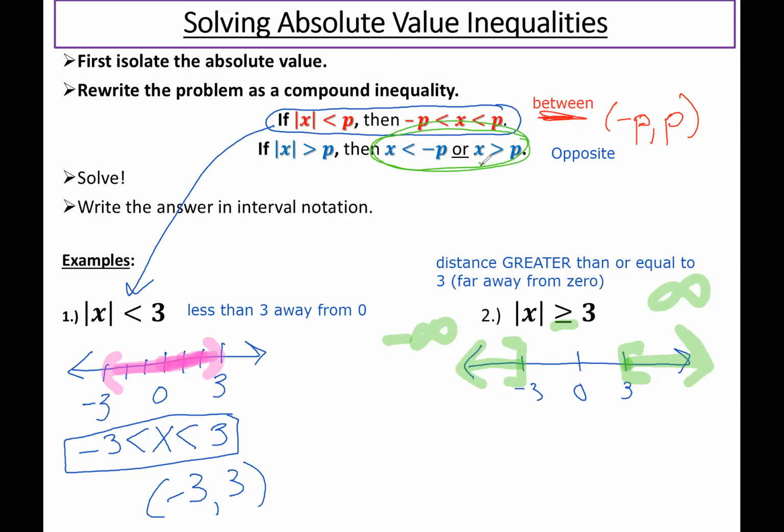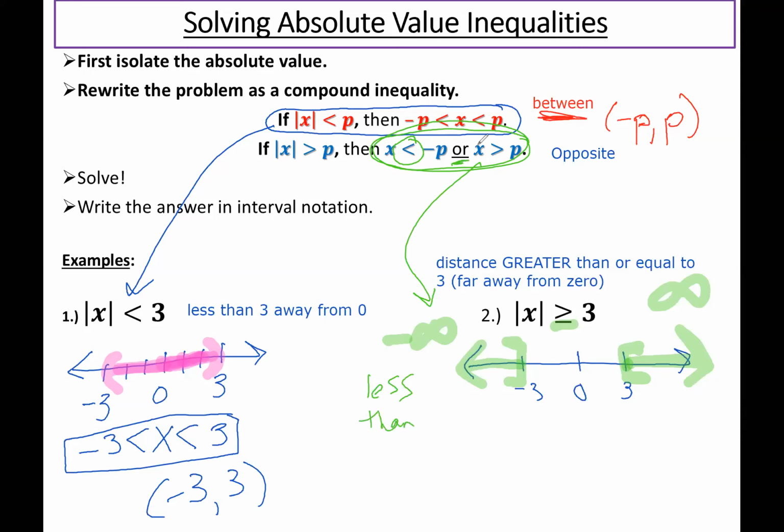So for this problem, if your absolute value is greater than a positive number p, then one of 2 things can be true. X could be less than negative p. Yes, less than. See how we're going to the left? We definitely need less than as part of our answer.